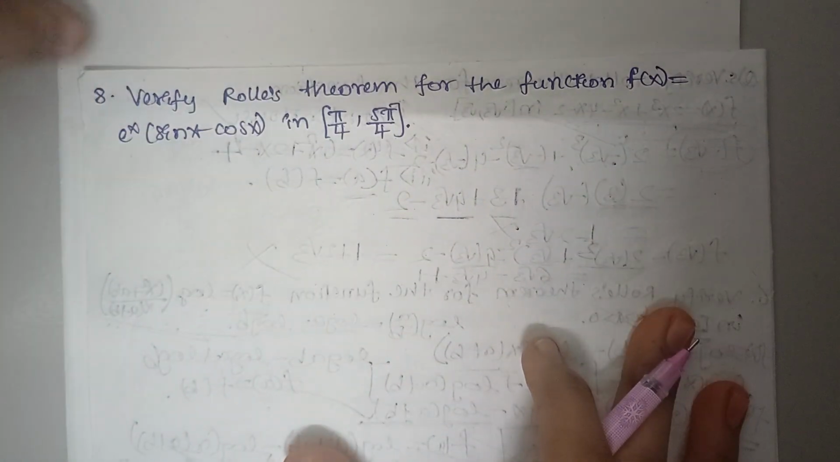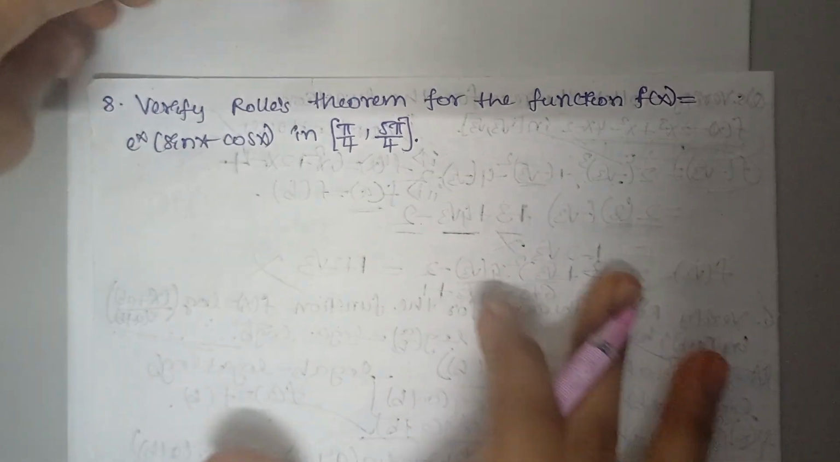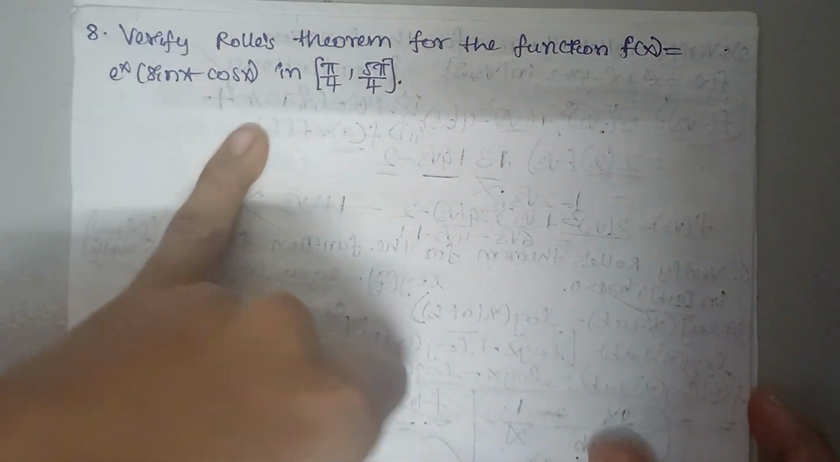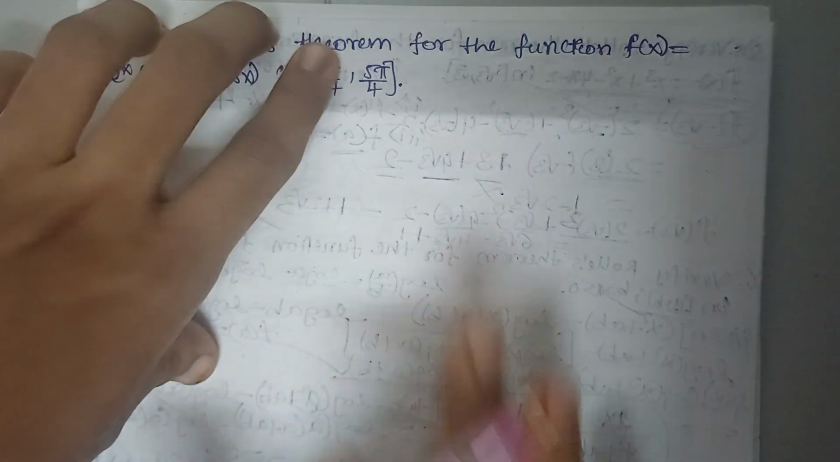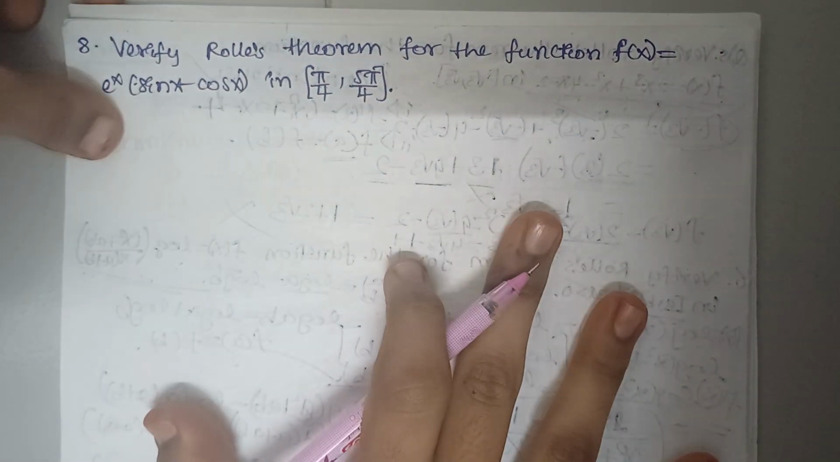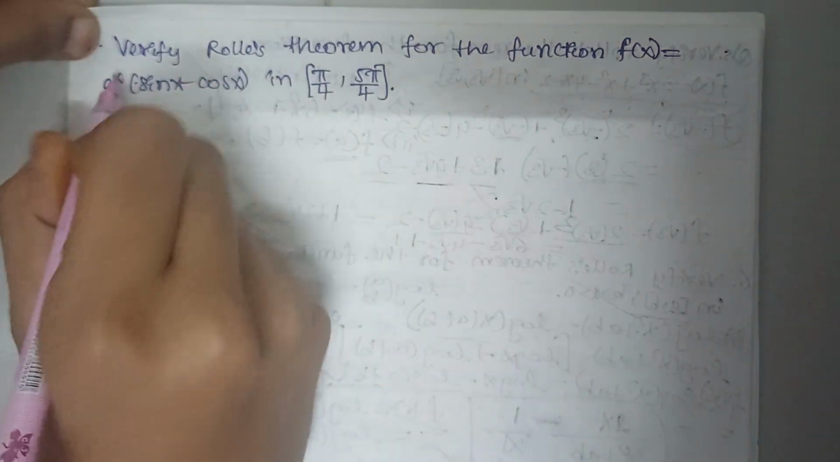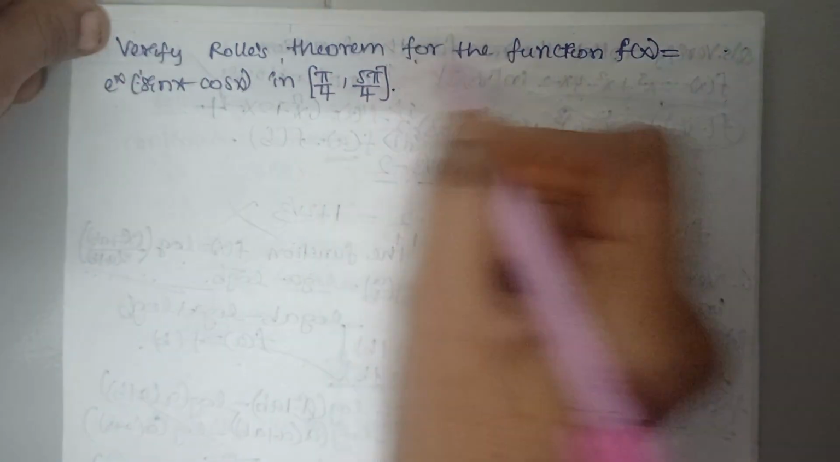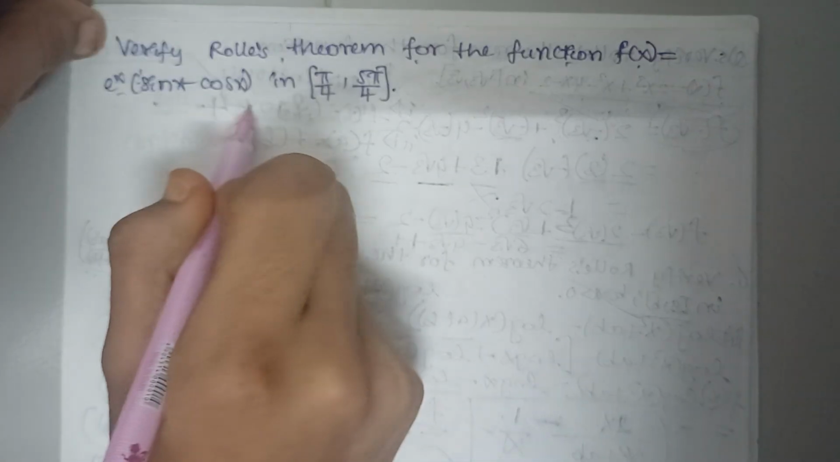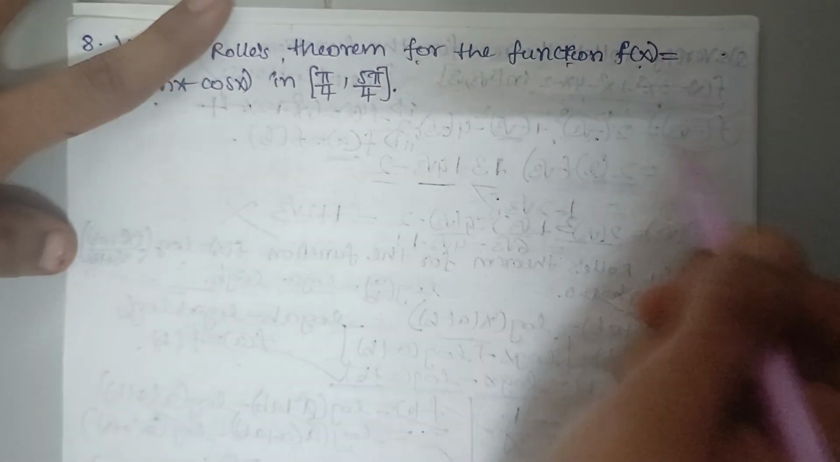Guys, I hope you are getting it, and if you still have any doubts, I'll discuss this question again in a very detailed way, step by step, from the very basic, so that you get it clarified. Here you have to verify Rolle's theorem for the function f of x is equal to e power x into sin x minus cos x. I'll write step by step.